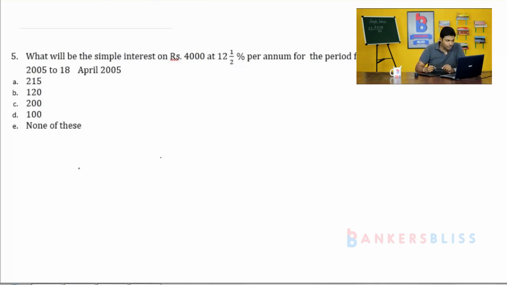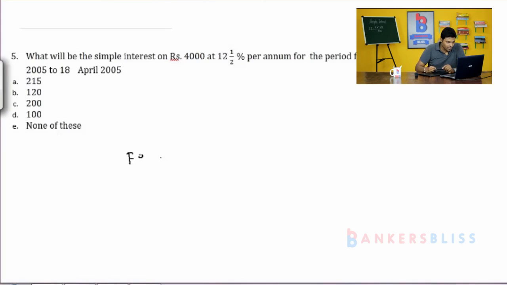So from 4th February to 18th April you have to calculate how many days. Remember 2005 is not a leap year, so during February you have only 28 days. From 4th February, you will have only 24 days in February.